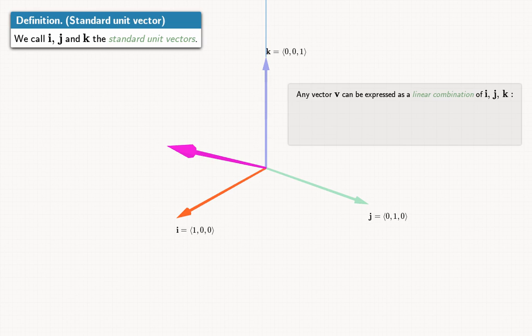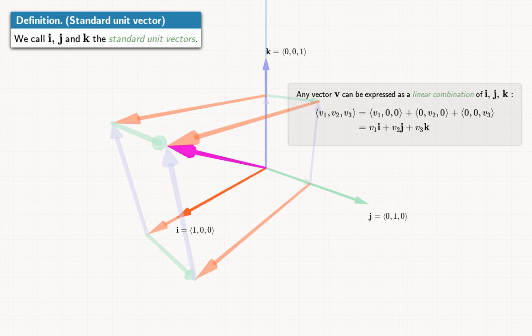So for a general vector, v1, v2, v3, we can break that up into v1, 0, 0 plus 0, v2, 0 plus 0, 0, v3. And then those are v1 times i and v2 times j and v3 times k. So here's what that looks like. So this is like the parallelogram picture, but for adding 3 vectors together.